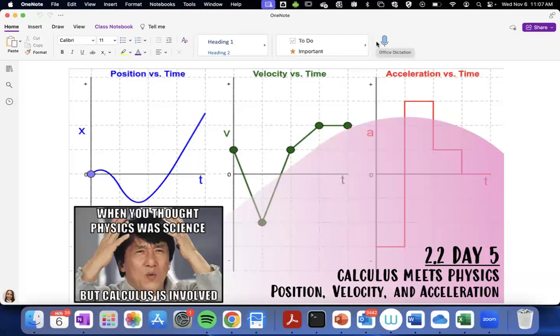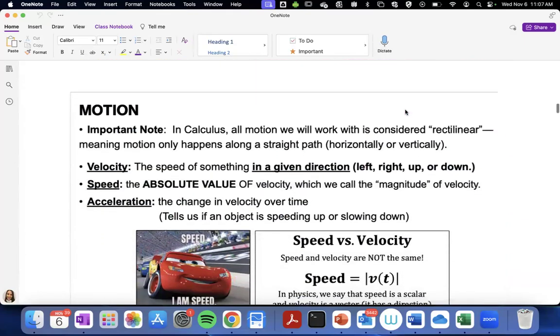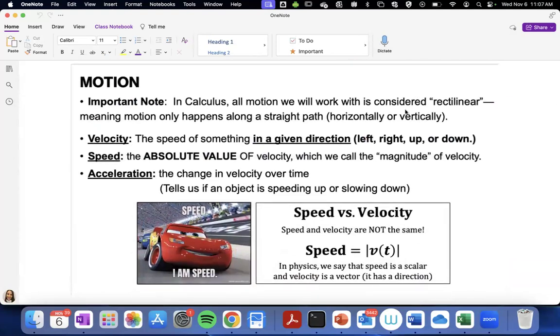So calculus meets physics. Here we go. We're going to talk about the position function, velocity function, and acceleration function, and how they're all related. But we've got to go through some facts before we actually do some problems. In calculus, all the motion we're going to do is called rectilinear, which means it's only happening along a straight horizontal or vertical path. So you're either going to have falling objects or traveling left and right, whatever.